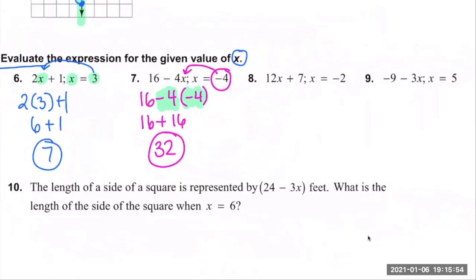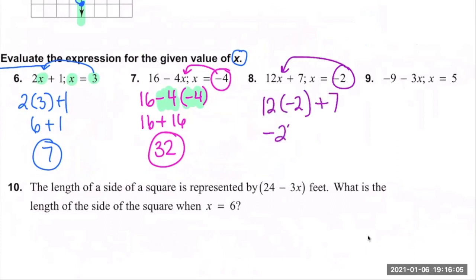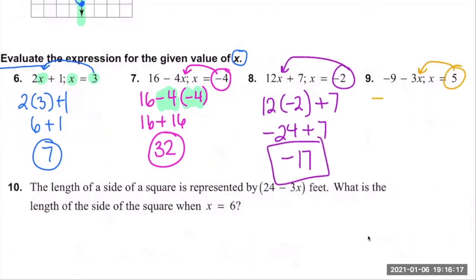Go ahead and pause here and try numbers 8 and 9 on your own. Alrighty, if you're just joining back, we have -17 for number 8 and -24 for number 9.